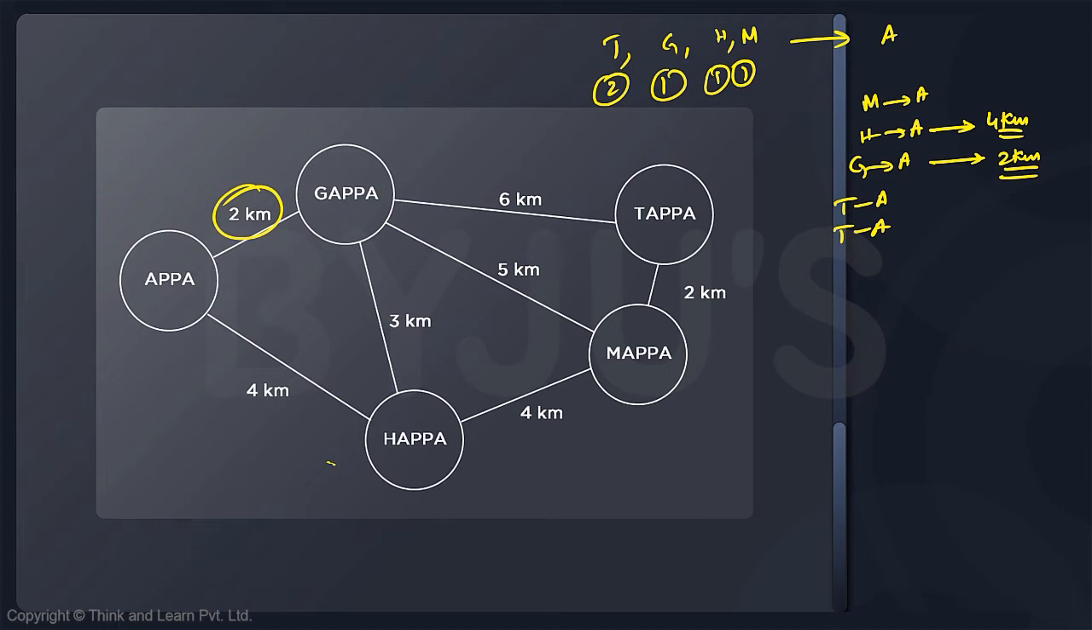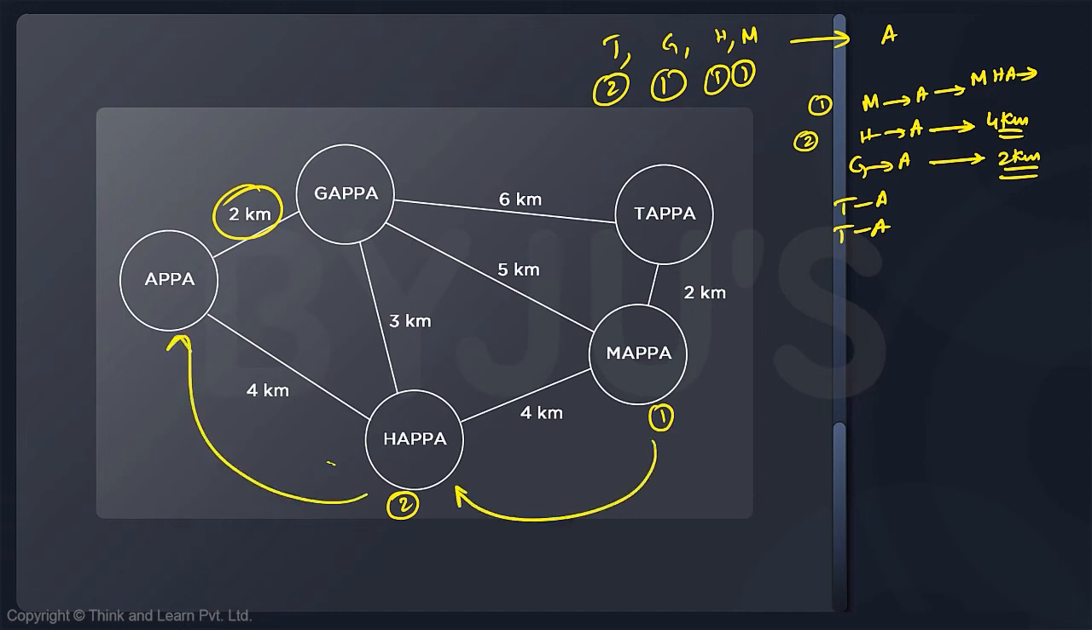Now I want M to A. If I want M to A, which route should we take? M to A will be MHA. Let's call this guy person 1, and this person 2. So 2 is starting from here, 1 is starting from here. When 1 comes to this position, 2 is already here. So 1 doesn't have to wait. So he will straight away travel total 8 kilometers. Waiting time is not required at all.